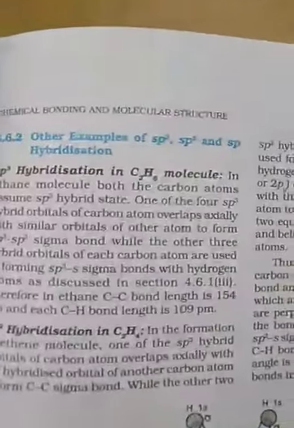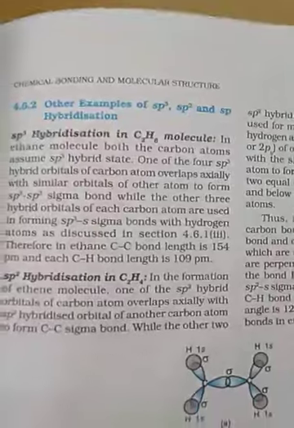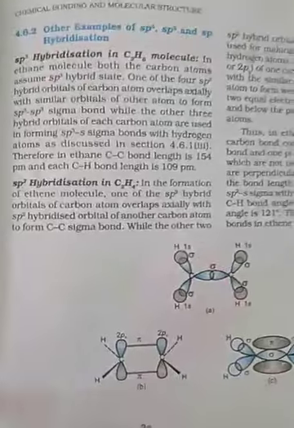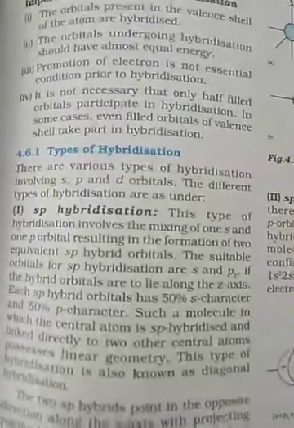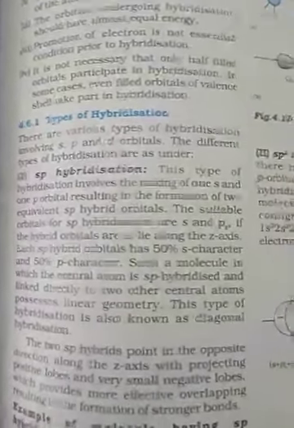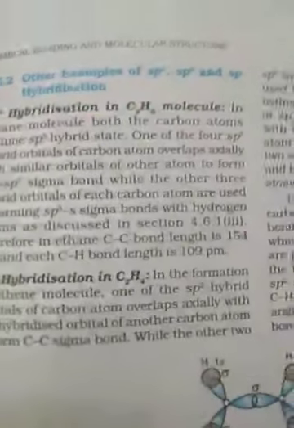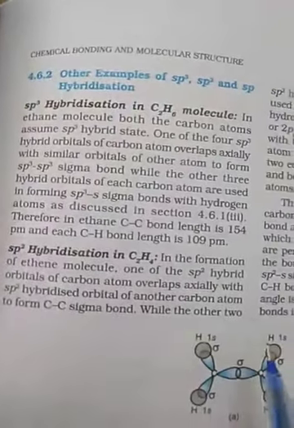Today's part is part 12. In part 12, I will teach you other examples of sp3, sp2 and sp hybridization, especially for the alkane series and alkyne series. Yesterday I taught you all the possible hybridization, then types of hybridization, sp3, sp2 and sp hybrid orbitals with examples. Now explaining more examples, especially of the alkane series, alkene and alkyne.